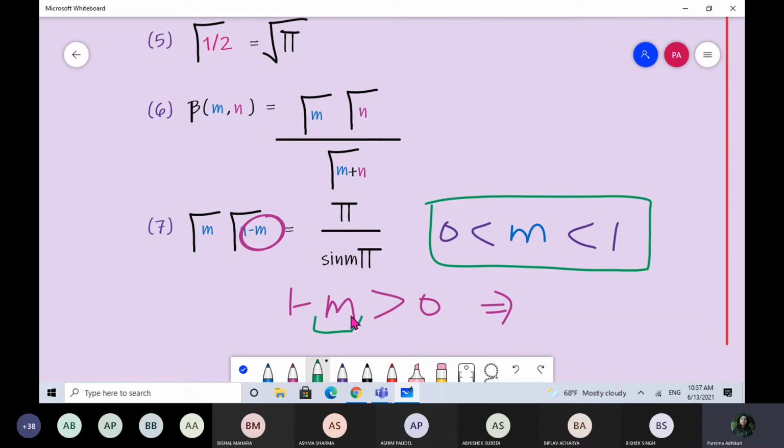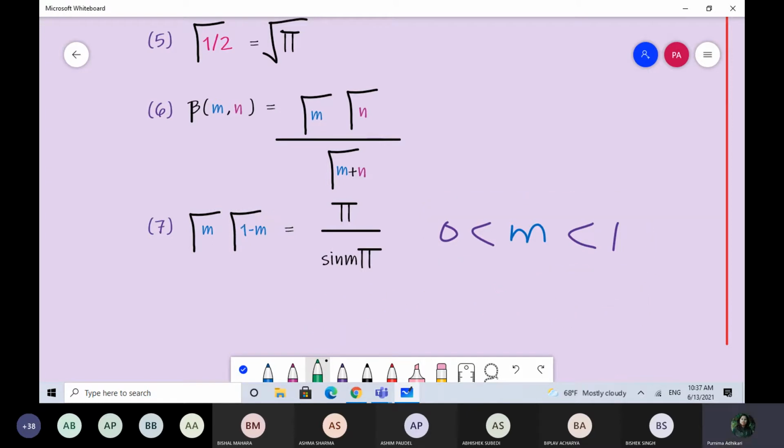Now when m is equal to 1, it's 0. So this condition is not true. When m is greater than 1, what happens? 1 minus m will be less than 0. So this condition doesn't hold. It holds only when m is greater than 0 and less than 1. That is the reason your m must be less than 1. Now is it clear to everyone? Clear to everyone?